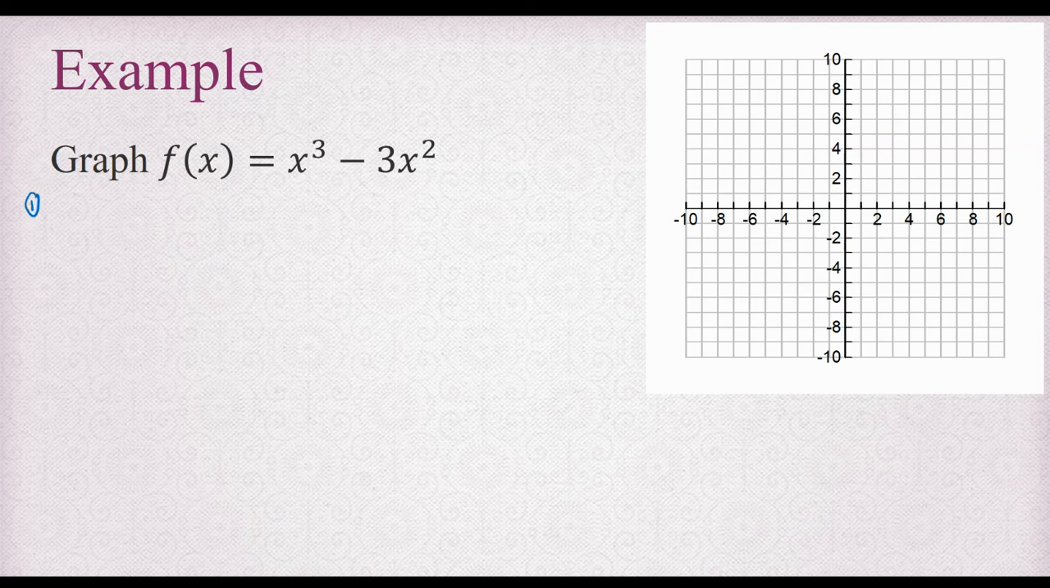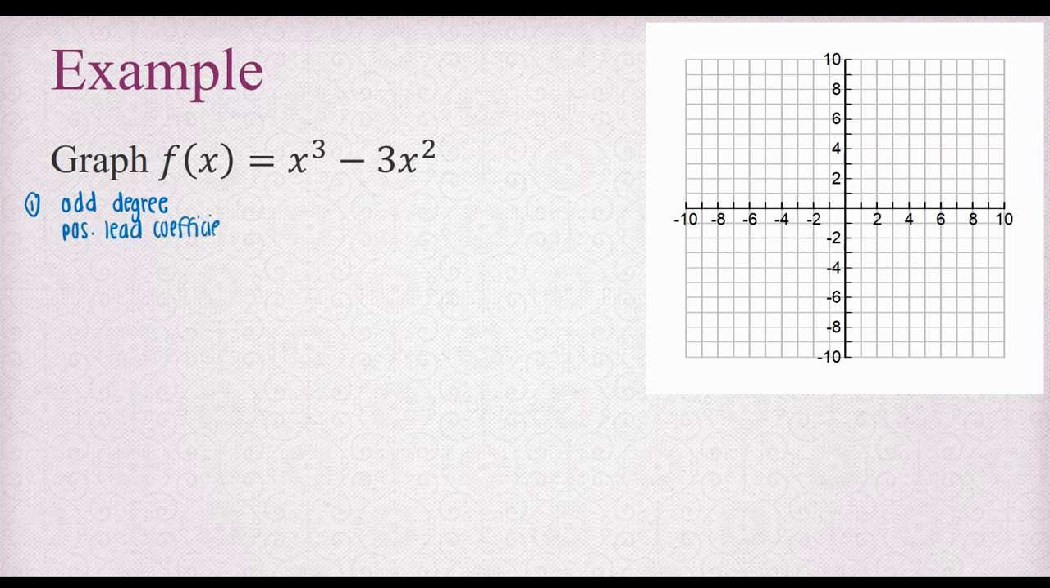Remember, the very first thing we're going to want to do is figure out the end behavior. So we have to look at the degree and we have to look at the lead coefficient. So between my two exponents, 3 is bigger than 2. So 3 is an odd number, so we've got an odd degree. And the number that's in front of the x cubed is positive 1, so we have a positive lead coefficient.